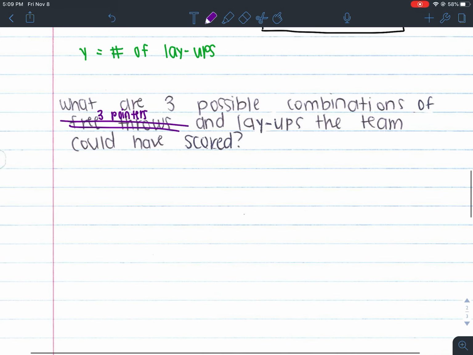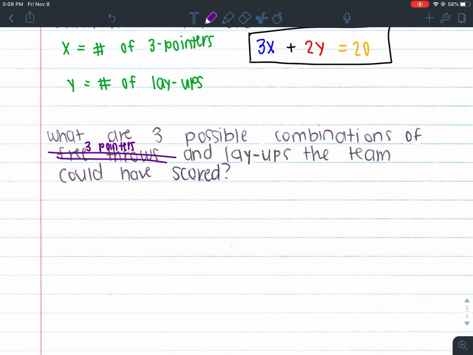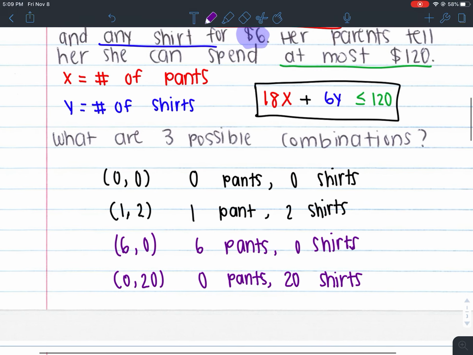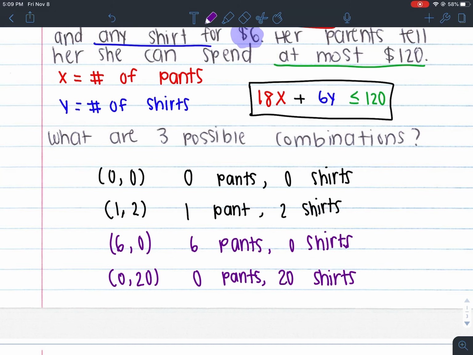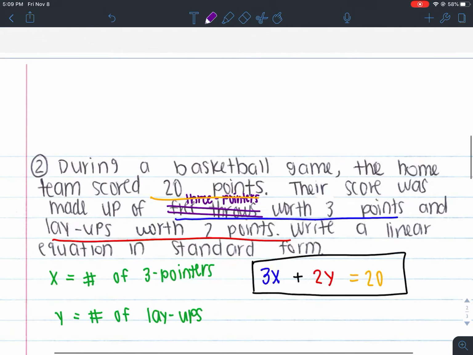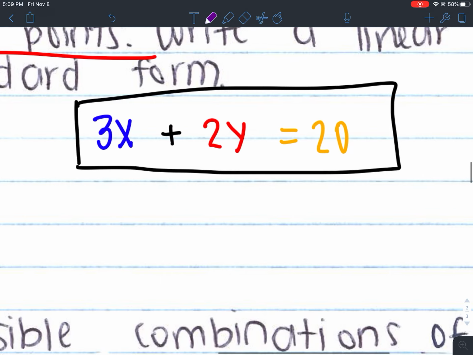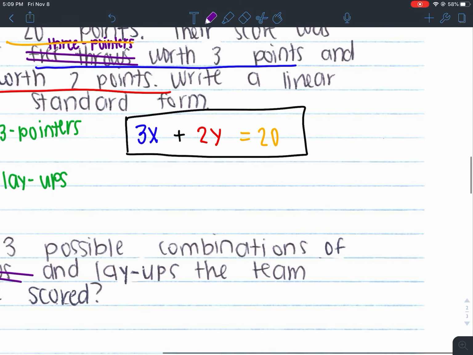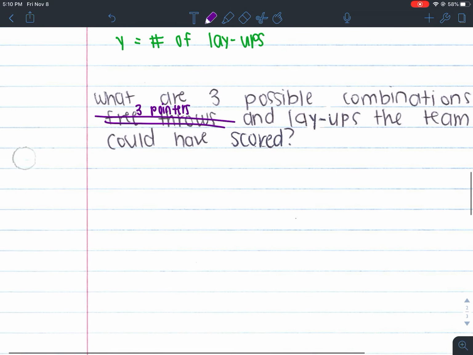So we're going to have to use the equation here. The reason why you can't just pick any 2 numbers, like in the last problem, is because it has to equal 20. In the last problem, she had $120 to spend, but she didn't have to spend all of it. She could have bought 0 pants and 0 shirts and not spent anything. But I can't do that here. I can't score 0 3-pointers and 0 layups and get 20 points. And let's pretend we're not counting free throws, it's just layups and 3-pointers. So it does have to equal 20.